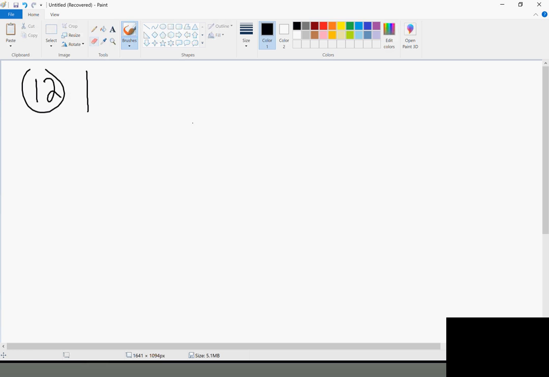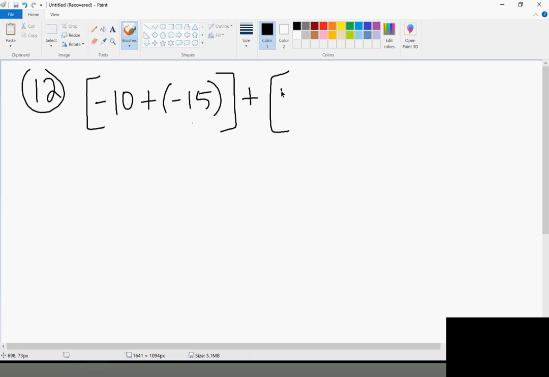Absolute value. No, that's not absolute value. I can't see. That's a bracket. Negative 10 plus negative 15, close bracket, plus 6 plus negative 13, close bracket, plus negative 3.